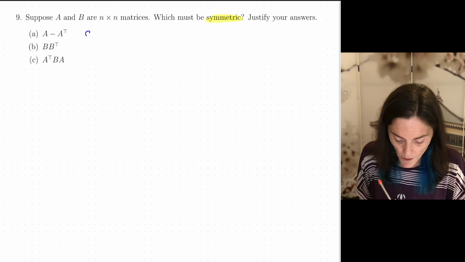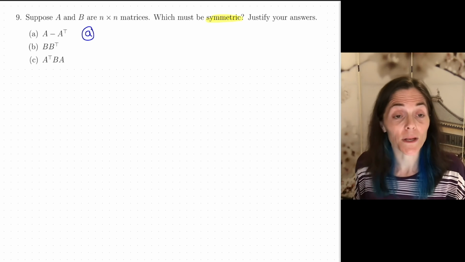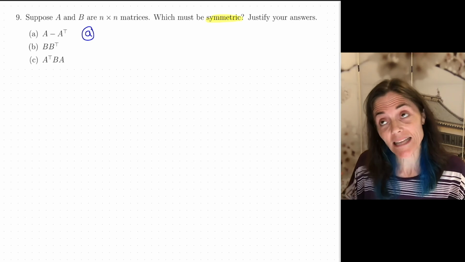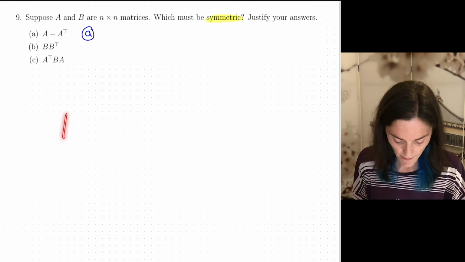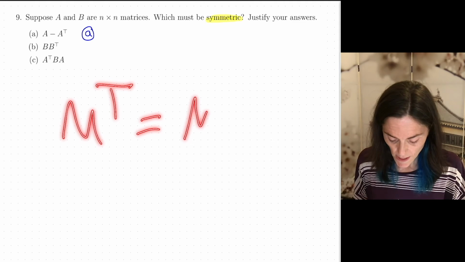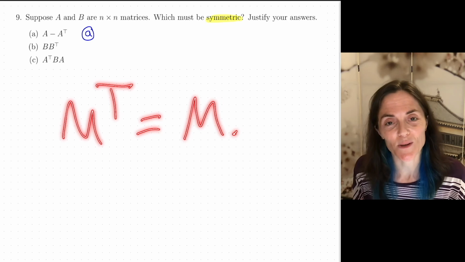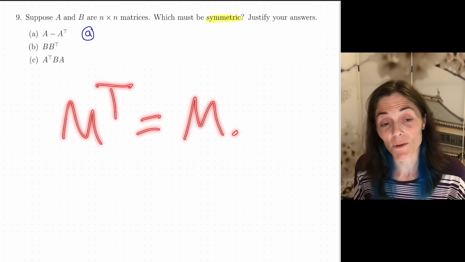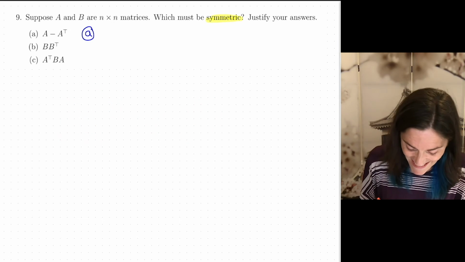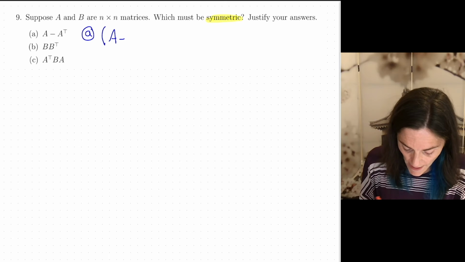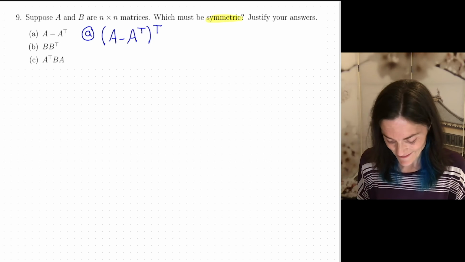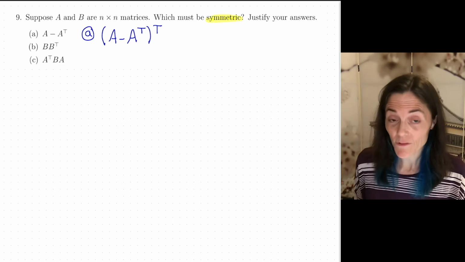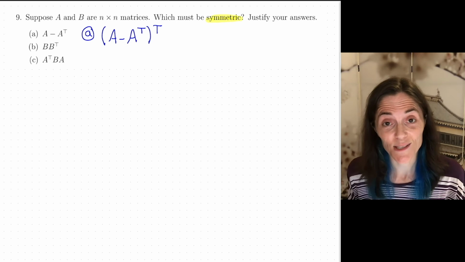Well, I will start with letter A. How do we know if a matrix is symmetric? Well, by definition, a matrix, say M, is symmetric. It means M transpose is M. So in particular, M must be square. This is what we're looking for. So let's just calculate A minus A transpose, and see, do we get this matrix? If not, probably the answer to 9A is no.